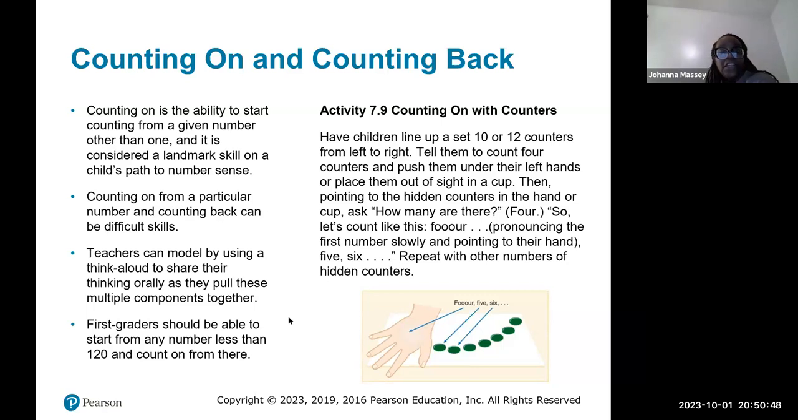Counting on from a particular number and counting back are difficult skills, but they can be done with intentional practice and some informal practice. Teachers can model by using a think aloud to share their thinking orally as they pull these multiple components together. So they can do it like this. This is a think aloud.